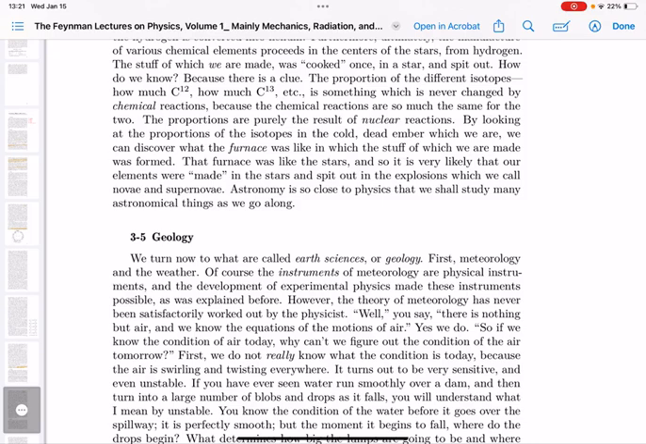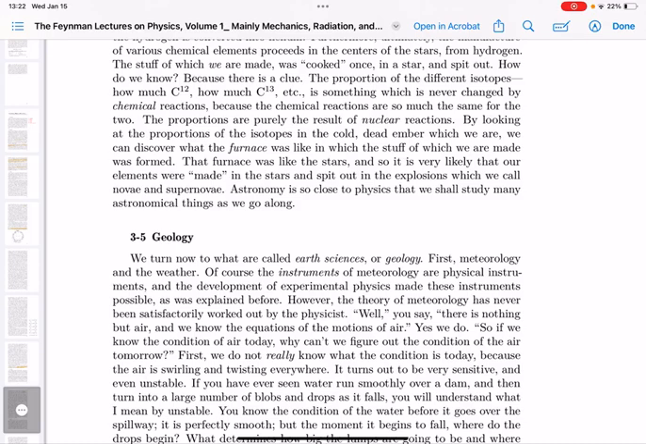Because there is a clue: the proportion of the different isotopes, how much C12, how much C13, etc., is something which is never changed by chemical reactions, because the chemical reactions are so much the same for the two. The proportions are purely the result of nuclear reactions. By looking at the proportions of the isotopes in the cold, dead ember, which we are, we can discover what the furnace was like in which the stuff of which we are made was formed. That furnace was like the stars.